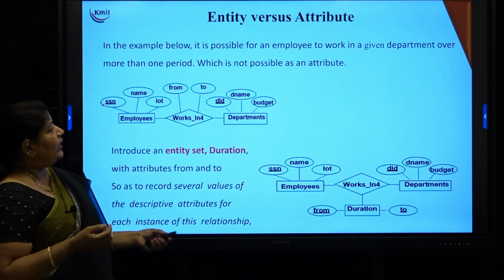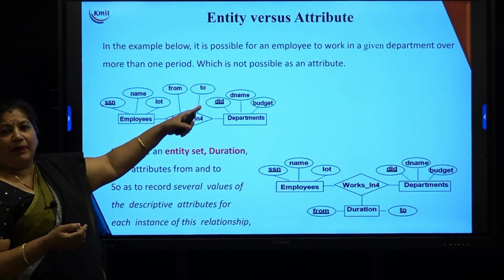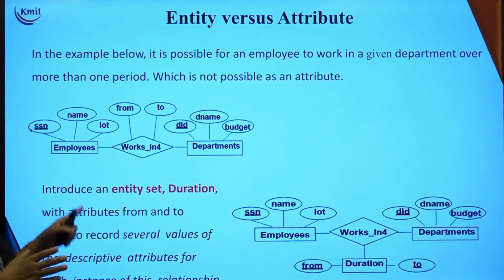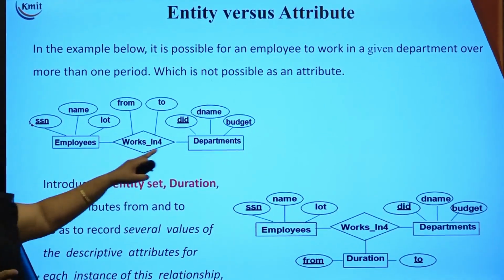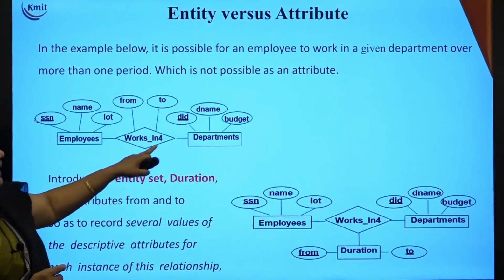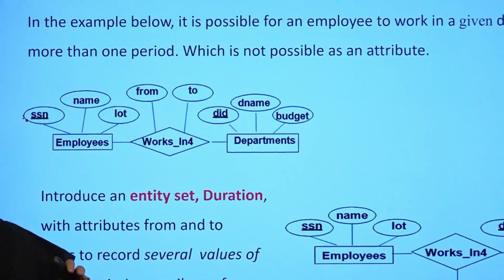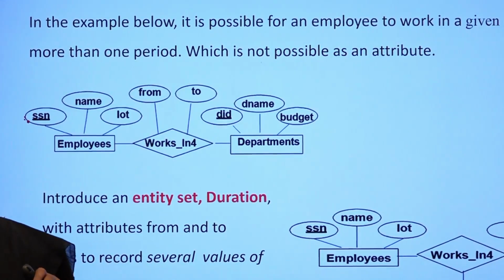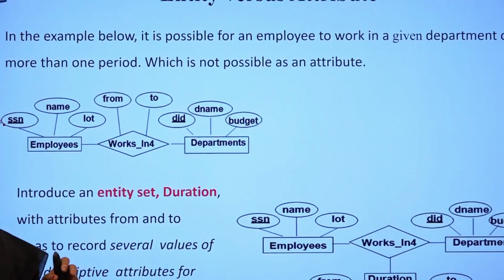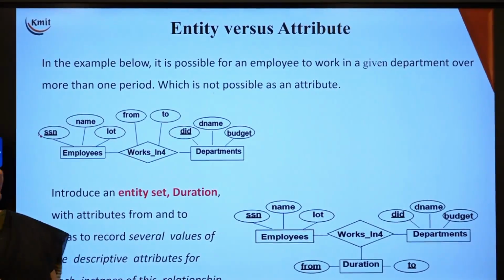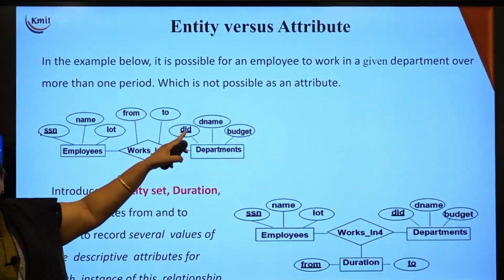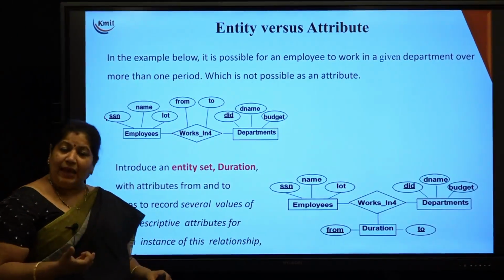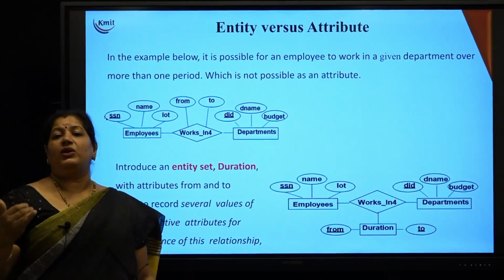Similarly, we will look into another example. In this example, it is possible for an employee to work in a department for more than one period. This relationship represents an employee working in a department. There may be internal transfers, or an employee worked for a particular period, left the organization, joined back and works in that department again. In such a situation, the from and to duration cannot be part of your employee table, where I do not have the facility to write two values.